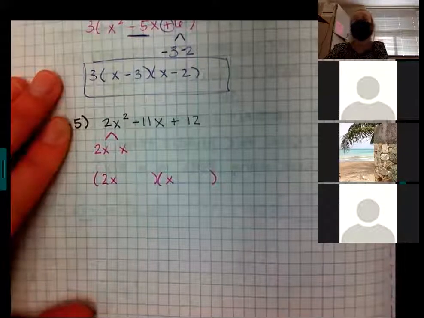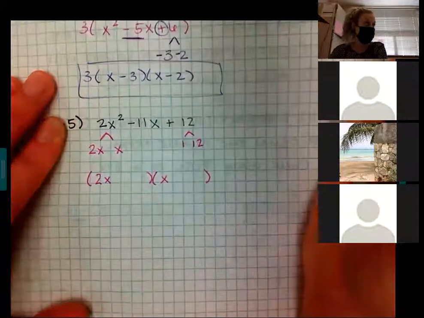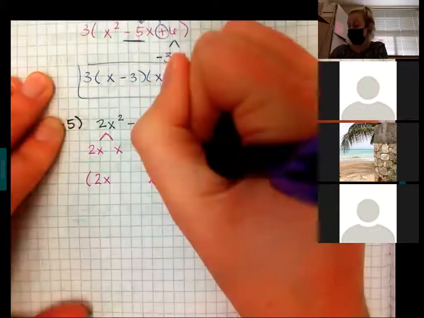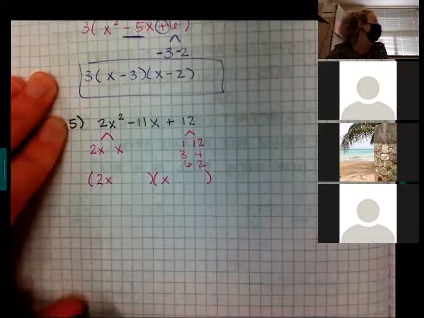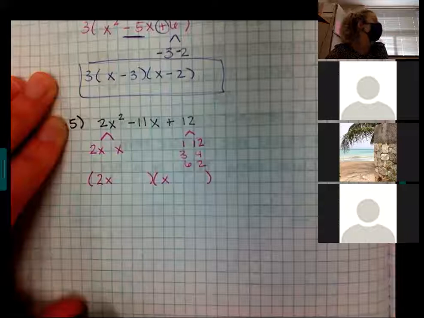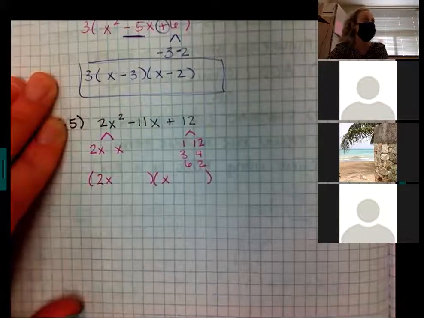Now, what are my factors of 12? 1 and 12. What else? 3 and 4. What else? Okay, this is my recommendation. List them all out when you have a number out front. Because you're not going to be able to tell, like we were with the other ones, off the bat, which pair it's going to be.